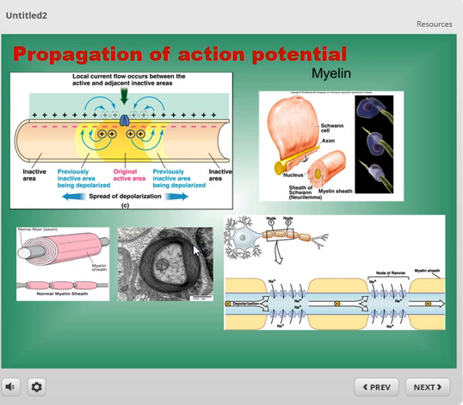As a conclusion, the propagation of the action potential is crucial for communication within the nervous system. Understanding this process provides insight into how signals are transmitted in the body, influencing everything from muscle contraction to relaxation and sensory perception.